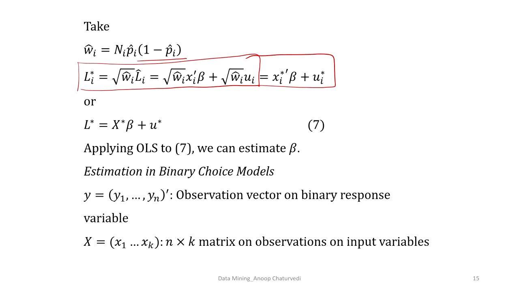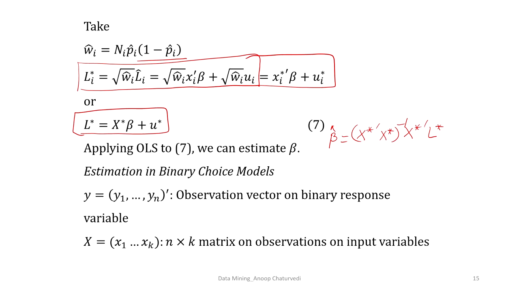and then you combine all the observations for all i equal to 1 to small n, we write the observations in vector form and we get this model L star equal to X star beta plus u star. Then you can apply the least square procedure for estimating beta. Say beta hat equal to X star transpose X star inverse X star transpose L star.